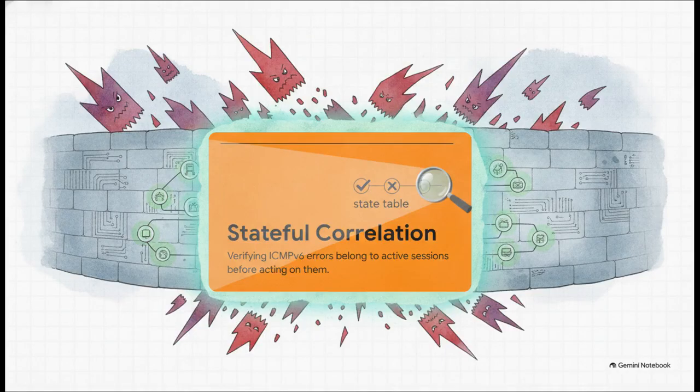Now, what's really fascinating here is the concept of stateful firewall correlation. This is the practice of verifying that ICMPv6 errors actually belong to existing active sessions before you take any action on them. And this requires real intelligence. Attackers absolutely love to inject spoofed errors, like tossing a fake packet too big message at you just to tear down your connections. But a stateful firewall acts like an incredibly smart bouncer. When an error rolls up, the firewall checks its internal state table and asks, wait, do I actually have an active connection that matches these addresses? If it's a no, it knows it's a spoof and it just drops it. It completely stops attackers from manipulating your sessions from the outside.